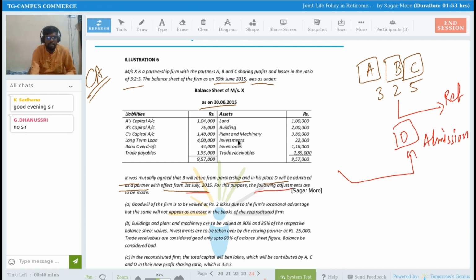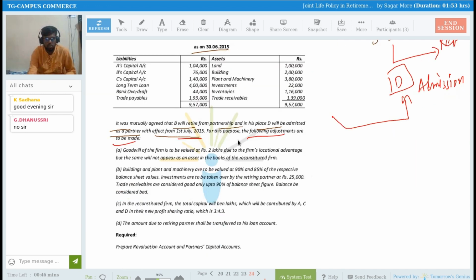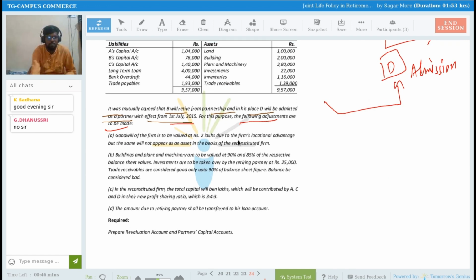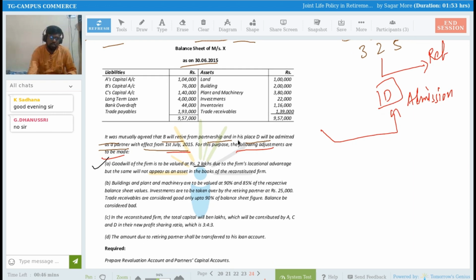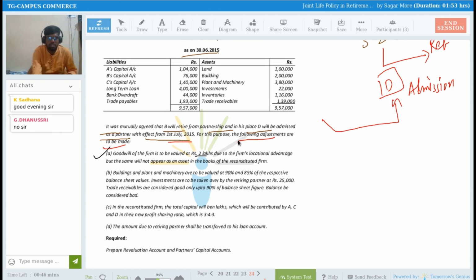For this purpose, the following adjustments are to be made. We'll do the adjustments one by one. So the first adjustment is goodwill of the firm. Goodwill of the firm is to be valued at rupees 2 lakhs. So I need to check whether any goodwill is given in the balance sheet. No, goodwill is not given in the balance sheet. In the adjustment, they are saying that on this occasion of retirement, the goodwill value of the firm is 2 lakh rupees.